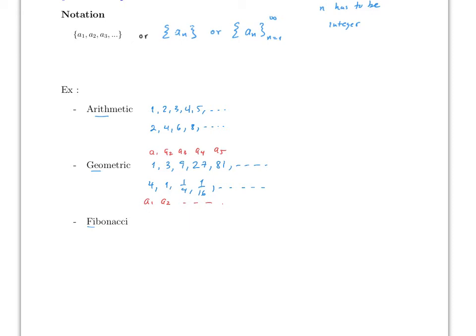Now the Fibonacci sequence is just a special case. This one you start with 1, 1, and then you add the previous two values. So 1 plus 1 is 2, 2 plus 1 is 3, 2 plus 3 is 5, 3 plus 5 is 8, and so forth. So this one is found in nature a lot.